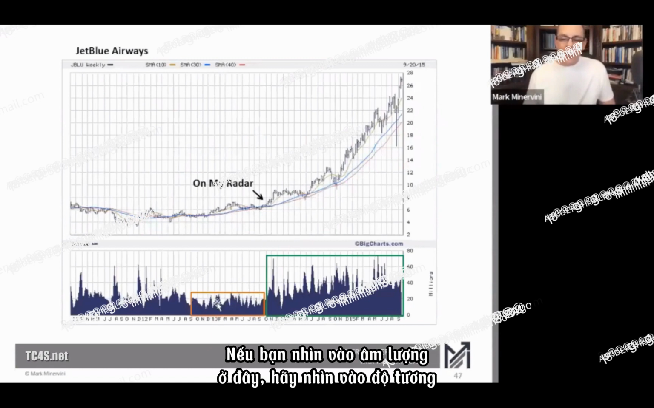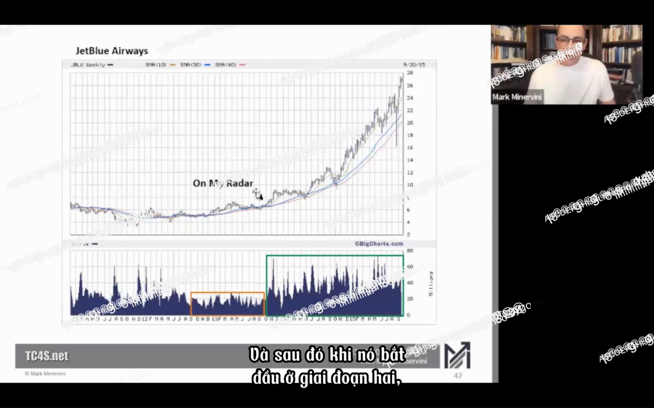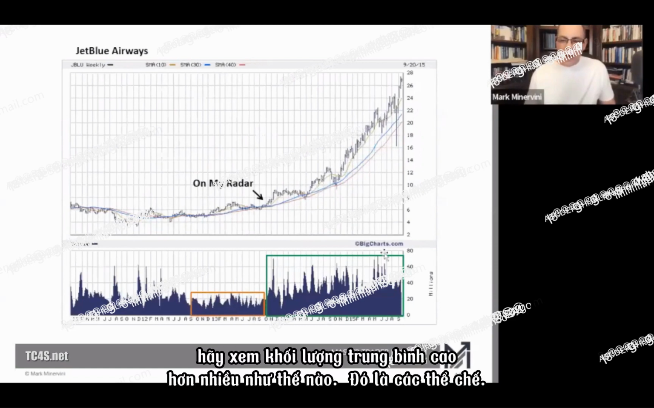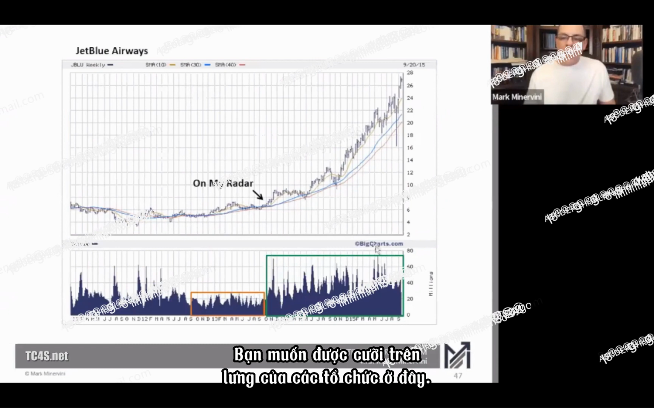If you take a look at the volume here, look at the contrast in volume. You see the volume here that's relatively low, and then when it starts getting to stage 2, look at how the volume on average is much higher. That's institutions. That's what you want. You want to be riding the backs of the institutions.